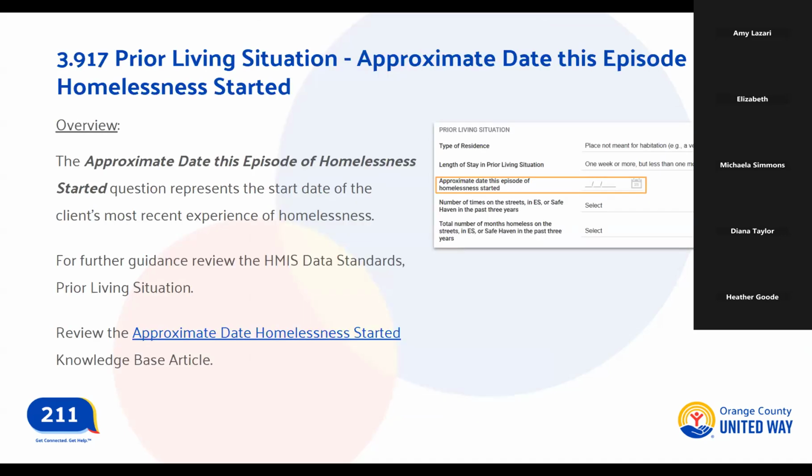As previously stated, the approximate date the current episode of homelessness started question represents the start date of the client's current episode of homelessness. For further guidance about this field, review the HMIS Data Standards Prior Living Situation Data element. You can also review the approximate date homelessness started knowledge base article from ochmis.org.